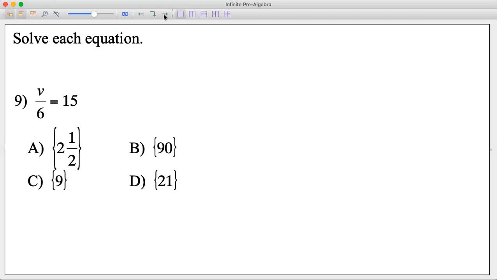10 times 6 is 60. So 15 times 6 has got to be bigger than 60. 21 is smaller than that. There's only one answer left. And oh, is every answer B? Well, every answer that we picked has been B. So the answer is B.